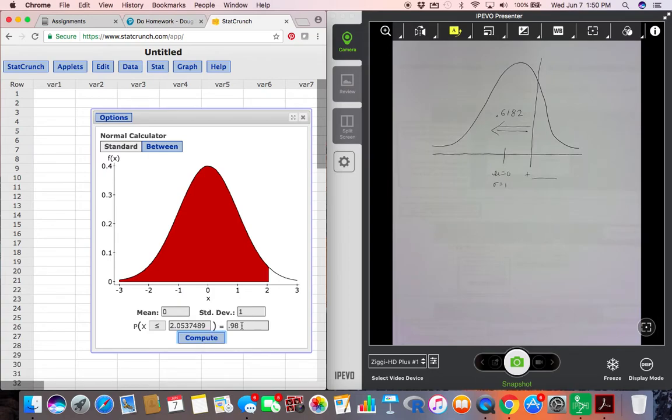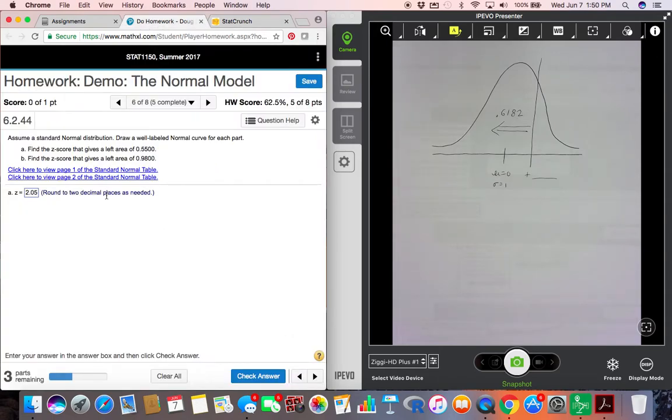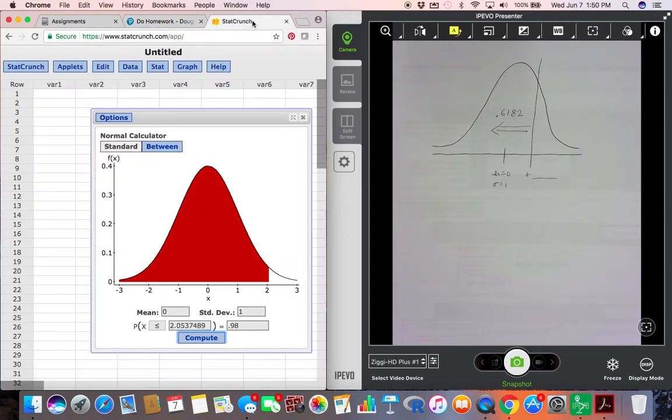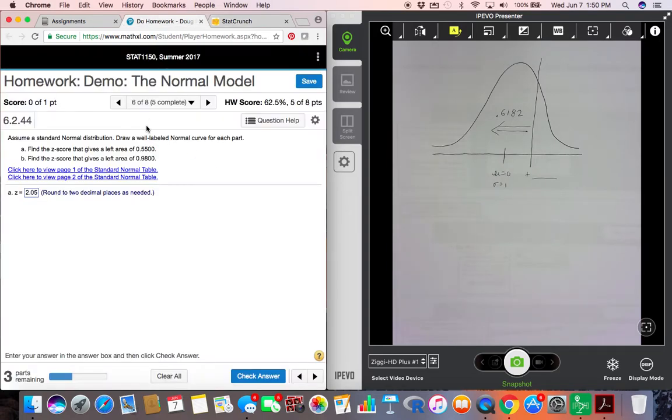So why am I wrong? 0.98 left area, 2.05. What's going on here, guys? Two places as needed. Okay, mean 0, standard deviation 1, area to the left 0.98. Find the z-score that gives a left area of 0.98.